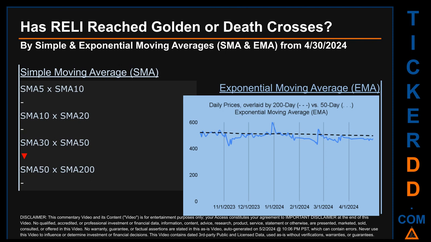Continuing with SMA, we looked across the 5 to 10, the 10 to 20, and the 30 to 50-day ranges to see if golden and death crosses had been reached. We found death cross signal for the 30 to 50. We could not find neither golden cross nor death cross signal for the 5 to 10, the 10 to 20, the 50 to 200.